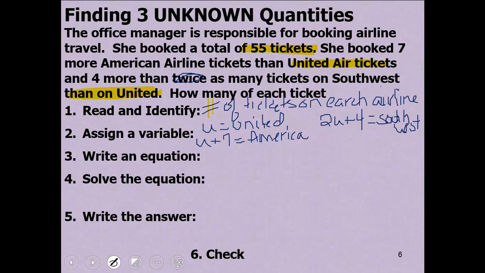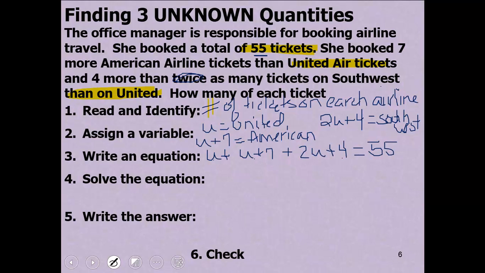And I have to write an equation. I know she booked a total of 55 tickets, so these all had better add up to 55 tickets. So U plus the American, U plus 7, plus the Southwest, 2U plus 4, all have to add up to 55 tickets. This is the number of United tickets, the number of American tickets, and the number of Southwest tickets.